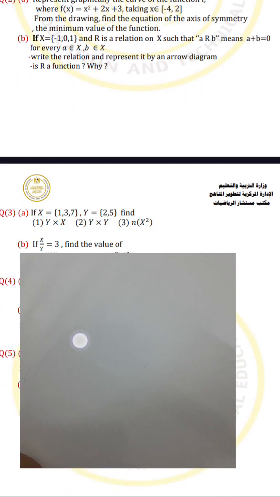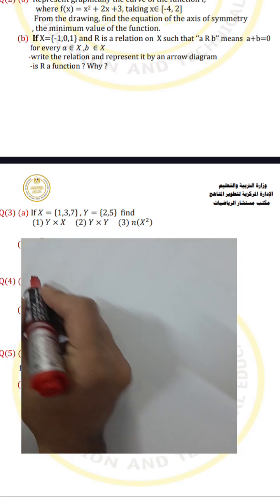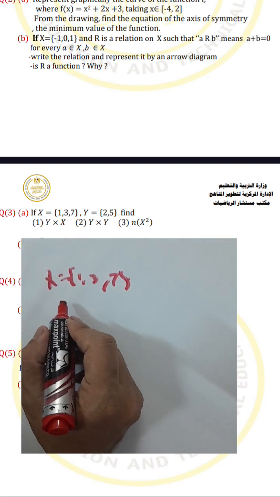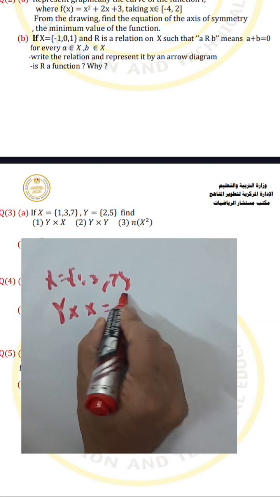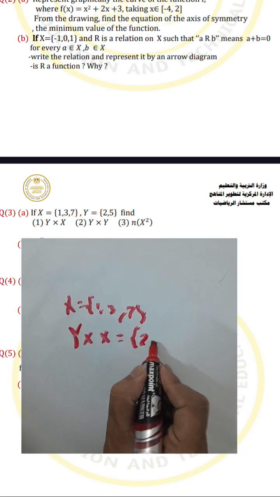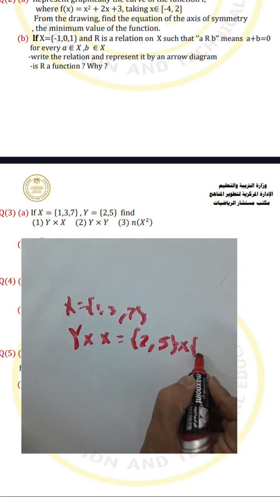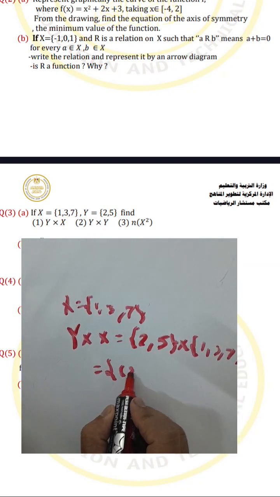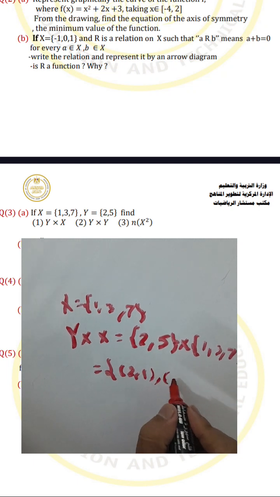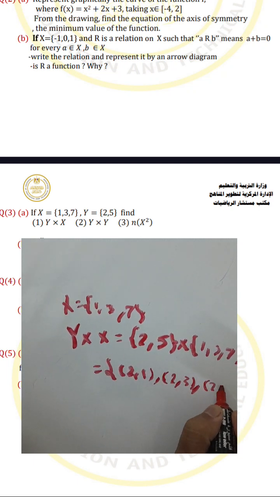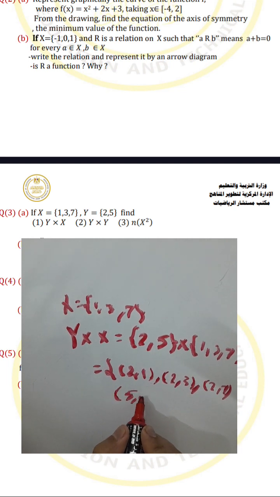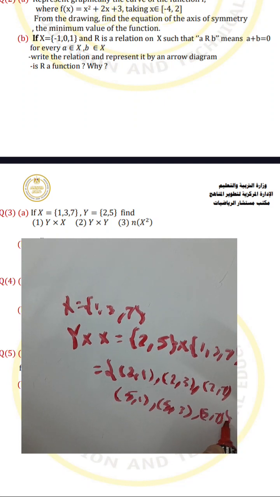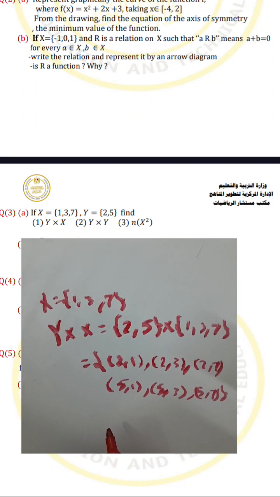Question number 3. If x equals {1, 3, 7}, you want to find y Cartesian product with x. We have the set y equal to {2, 5}, Cartesian product with x equal to {1, 3, 7}. You can write first order pairs: 2 with 1, 2 with 3, 2 with 7, and then 5 with 1, 5 with 3, 5 with 7. Okay, understood this function?